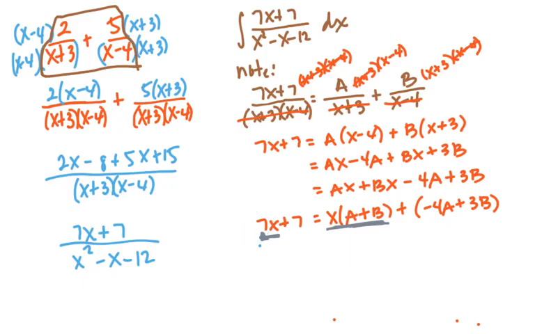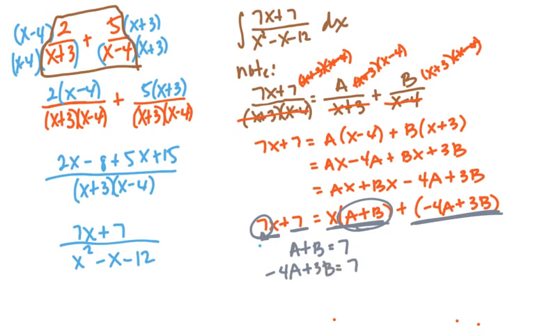So let me do that again. A plus b is the coefficient for x. 7 is the coefficient for x. So a plus b equals 7. Secondly, this has no x. This has no x. So negative 4a plus 3b equals 7.